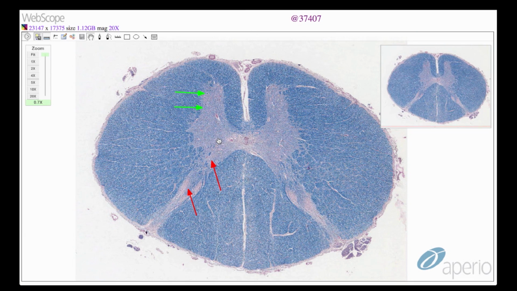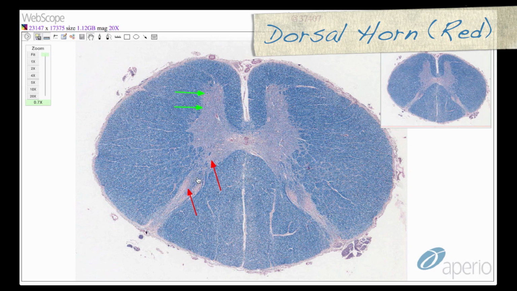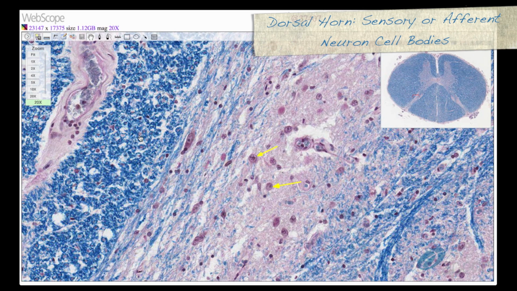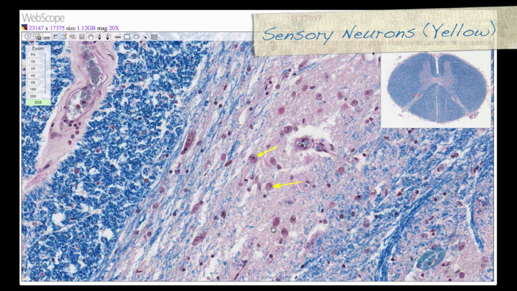The centrally located gray matter contains the cell bodies of neurons. The gray matter can be divided into several regions, including the dorsal horn and the ventral horn. The red arrows indicate the dorsal horn, and the green arrows indicate the ventral horn. We are now looking at the dorsal horn using the 20x objective. The dorsal horn contains the cell bodies of sensory or afferent neurons. The yellow arrows point to sensory neurons located within the dorsal horn.